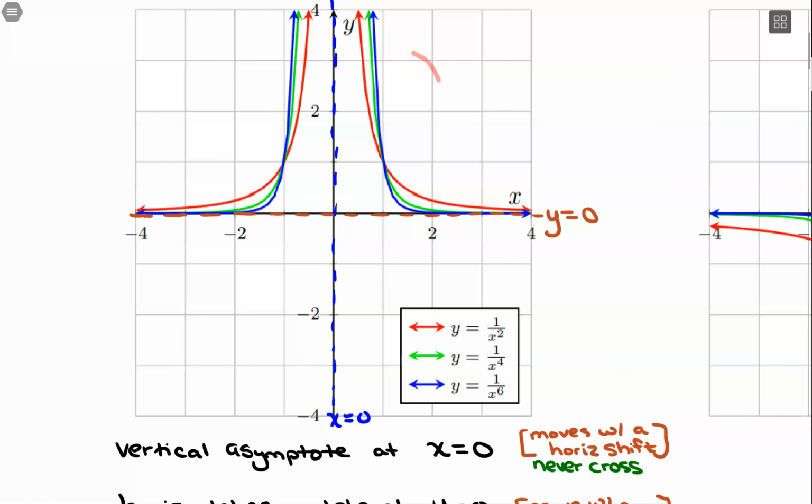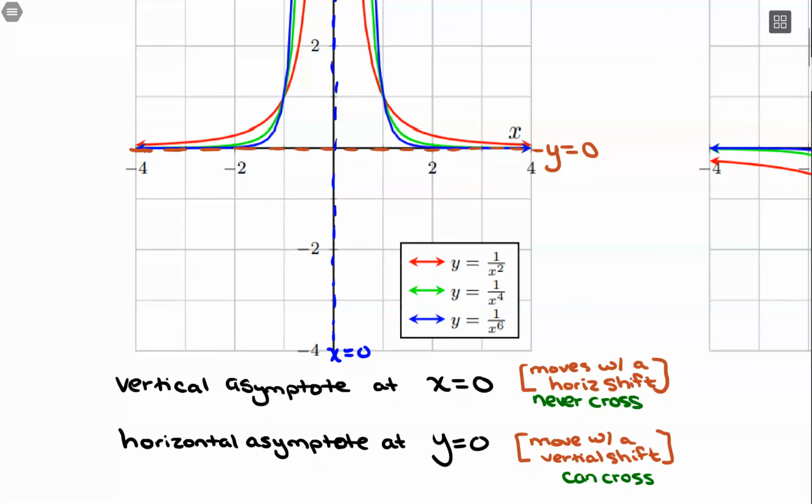But then the idea will be when we look at short run behavior, maybe we cross it and then start approaching that value. But it would be a horizontal asymptote because we're focusing on what's happening at the edges of our graph. Whereas a vertical asymptote is occurring in the middle part of the graph, so that's going to be part of our short run behavior.